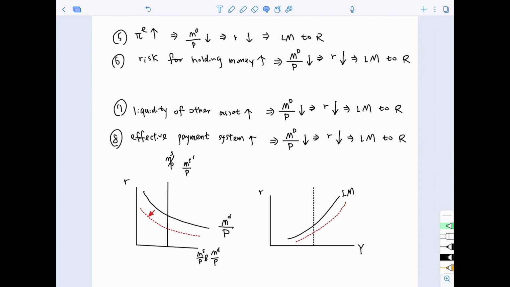So here we complete the discussion of the factors shifting the LM curve.